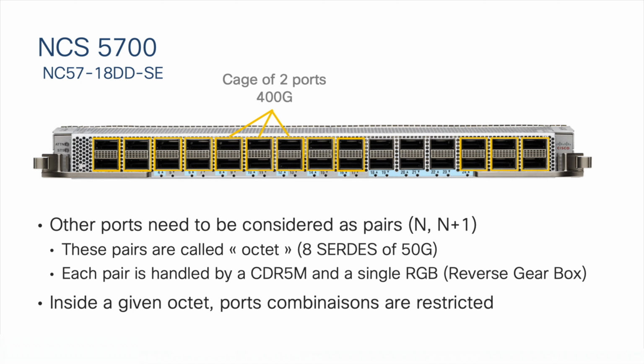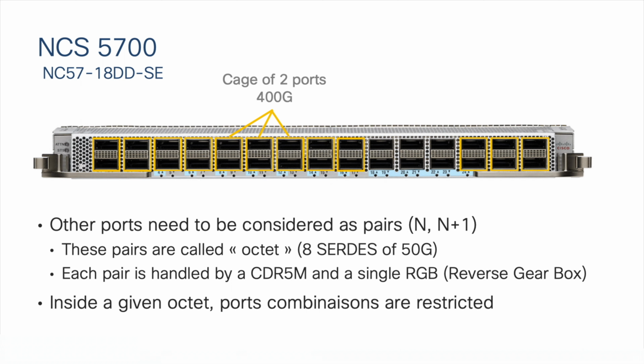The other ports of the cards are slightly different. In that sense, they need to be considered by pair, N and N+1. Each pair of ports is behind what we call a 400 gig cage. They are connected through a reverse gearbox. If you have QSFP 56DD and a 400 gig optic in position N, the position N+1 should be disabled.